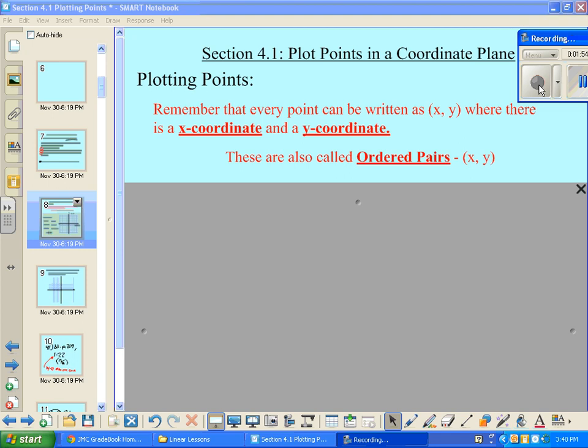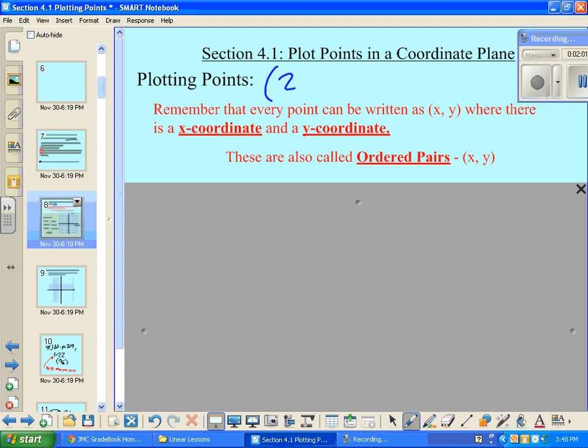When we're talking about plotting points, as students may remember, I'll ask them in class to see if they do remember. A point is something like 2 comma 3 in parentheses, or negative 1 comma 4 in parentheses. It does need to be in parentheses for it to be a point. These are called, as you can see below here, ordered pairs.